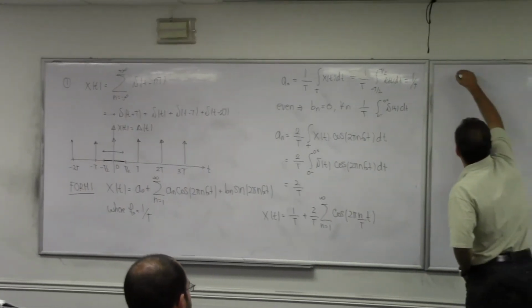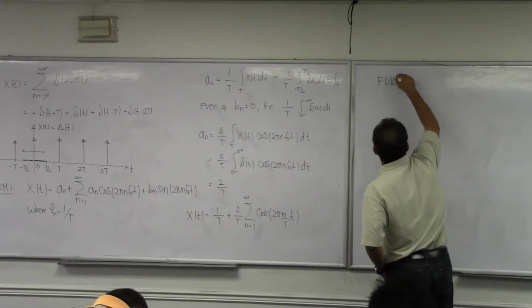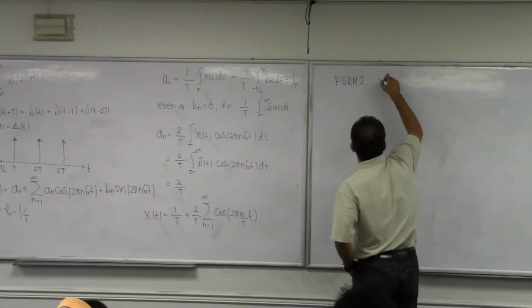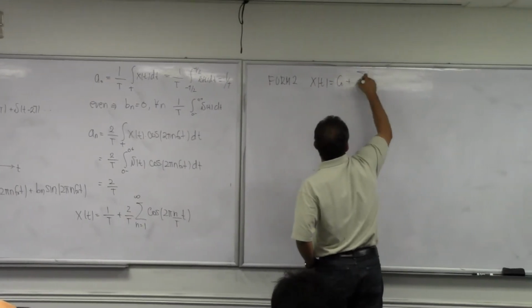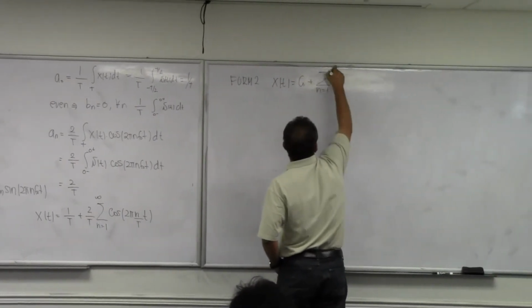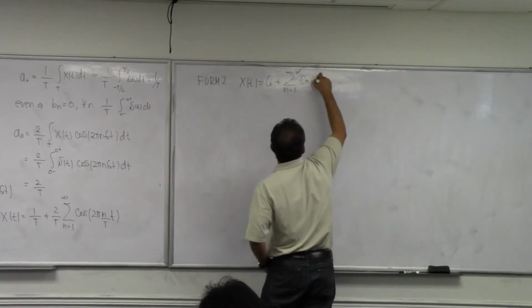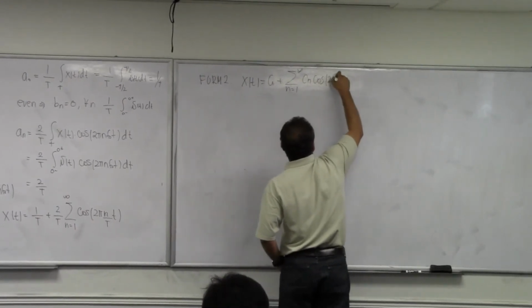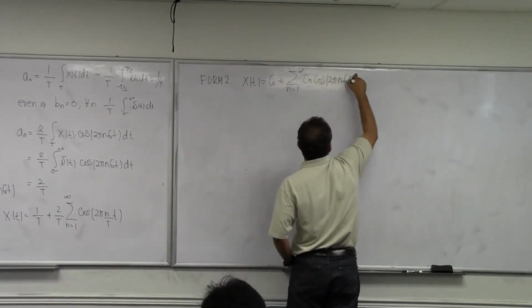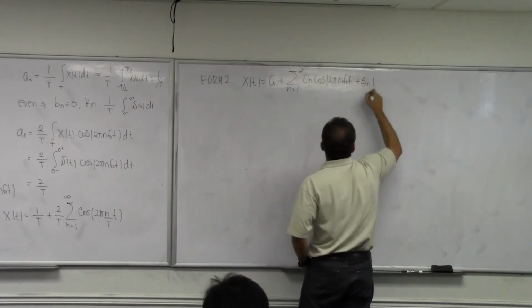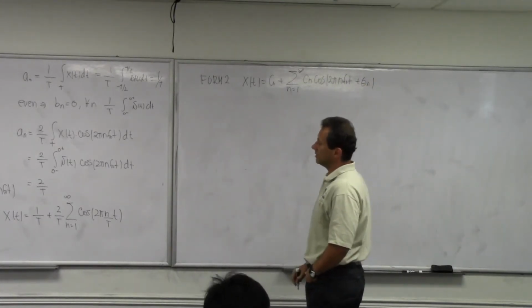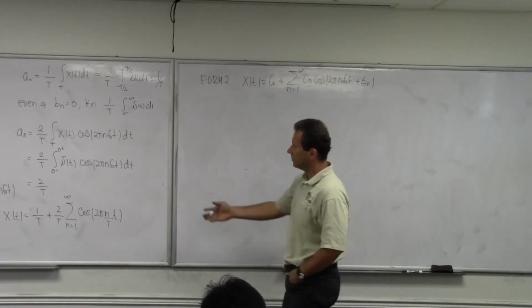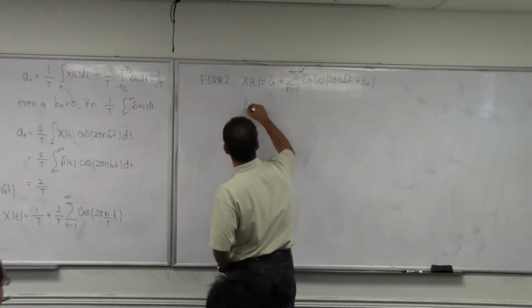So form 2. And again, you write it up. x of t is c0 plus sum when n goes from 1 to infinity, cn cosine 2 pi n f0 t plus theta n. Now this one doesn't have its own calculation formulas, but we have already determined form 1. So here it is just a matter of mapping.